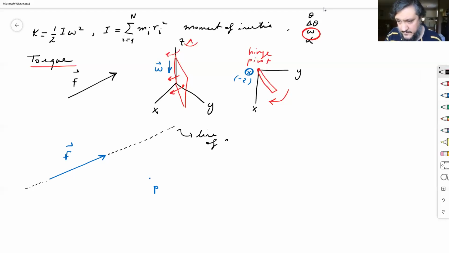Line of action or force line. Call it anything you like, force line. Line of force, line of action. It's just the line that represents the direction of the force, okay? Now, point P is here.